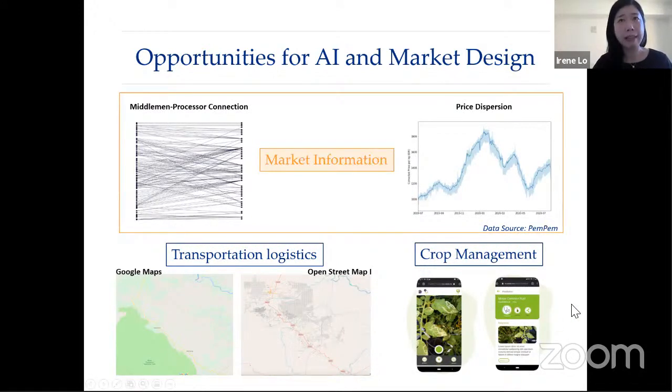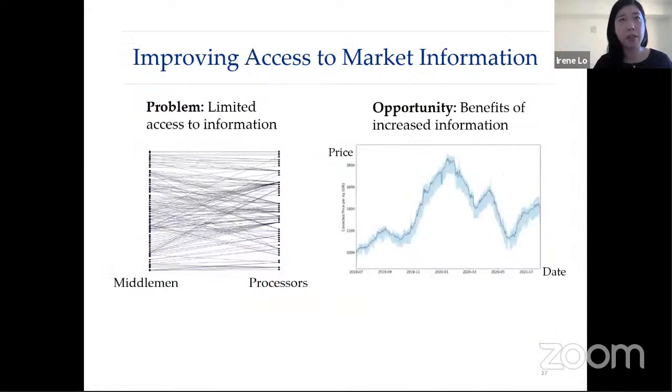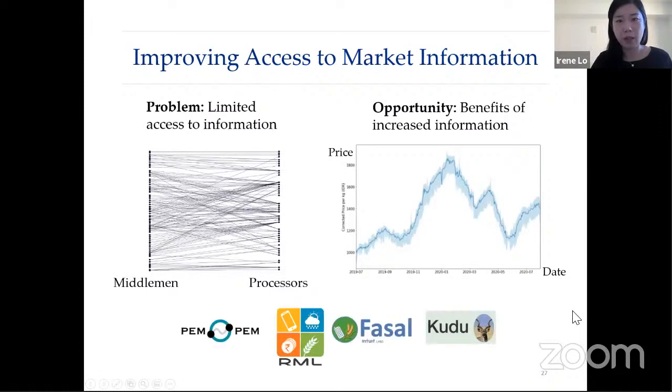And so what I did is I looked at some questions in market information. Specifically, we say there's limited access to information because all the information comes through these informal links. So you can see that some sellers are linked to just one buyer. So they basically have no choice. They always just sell to the same place. But there are opportunities. You can see that there's price dispersion. So if they went to some of these different places, they might be able to get a better price. And so we ask, how can we design some of these platforms like PemPem, which I'm working with, also Reuters Market Live, Asal, and Kudu, in providing more of this market information.